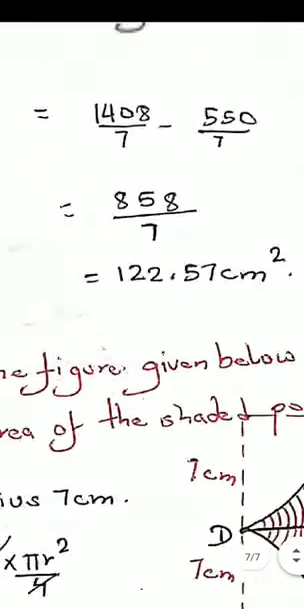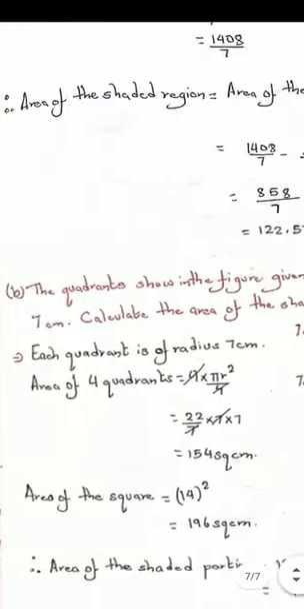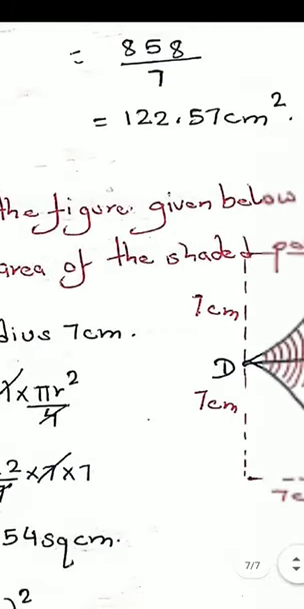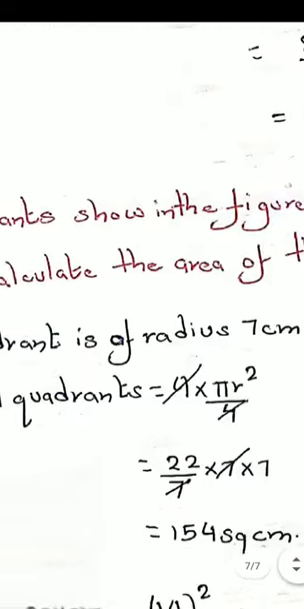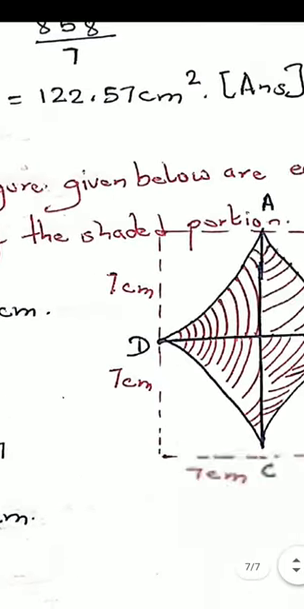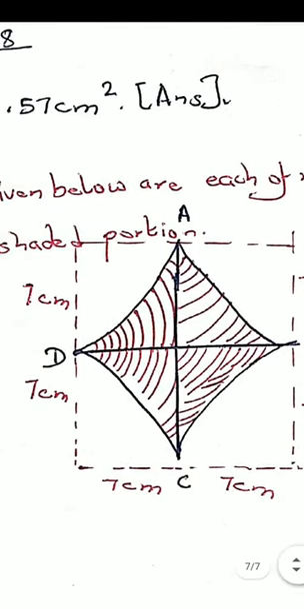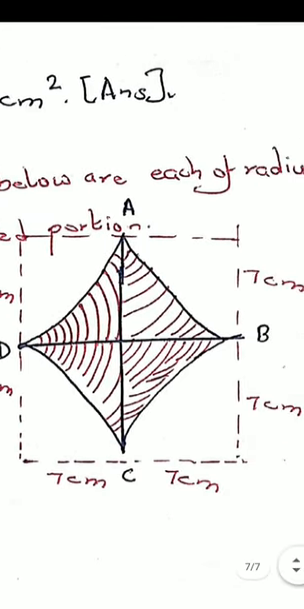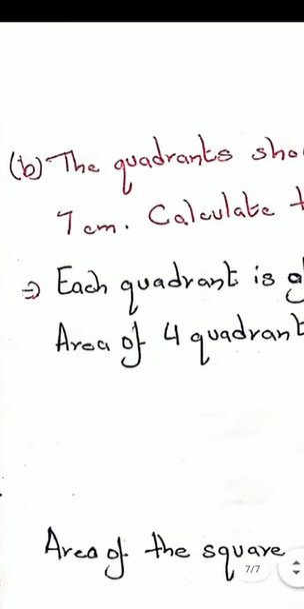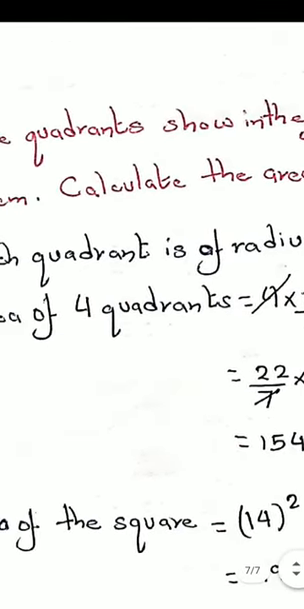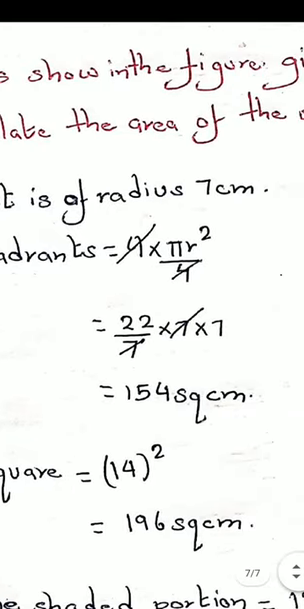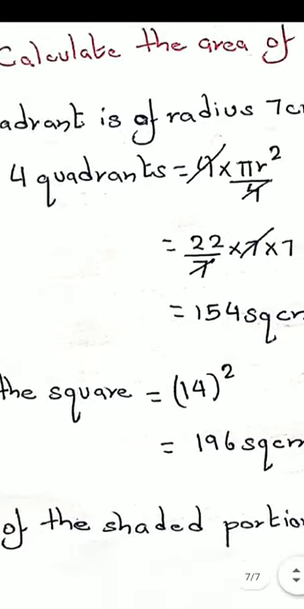Okay, so let us discuss the last problem that I have. The quadrants shown in the figure given below are each of radius 7 centimeter. Calculate the area of the shaded portion. My logic here is that I'm going to form an imaginary square with dotted lines. It's not there, but I'm making it imaginary. Each quadrant is of radius 7 centimeter. So the area of 4 quadrants will be 4 into pi r square by 4, that is pi r square only. So 22 by 7 into 7 into 7, that is 154 square centimeter.